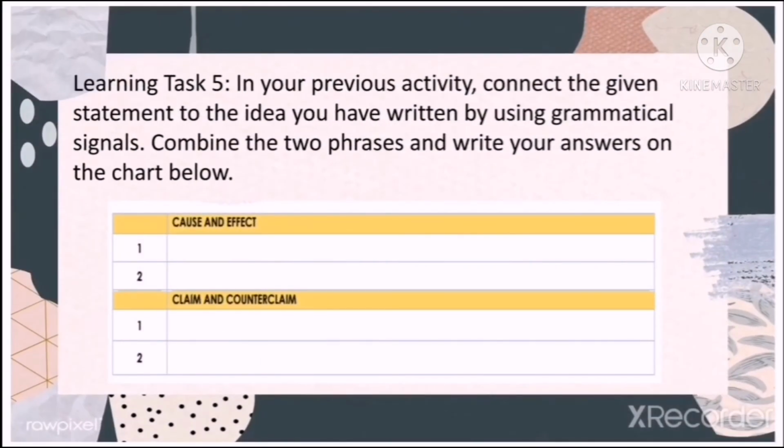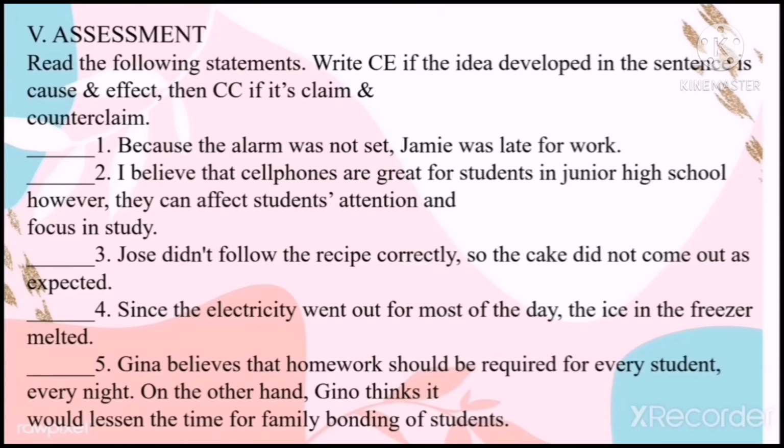For learning task number 5, in your previous activity, connect the given statement to the idea you have written by using grammatical signals. Combine the two phrases and write your answers on the chart below. For your final task, read the following statements. Write CE if the idea developed in the statement is cause and effect, then CC if it's claim and counterclaim.